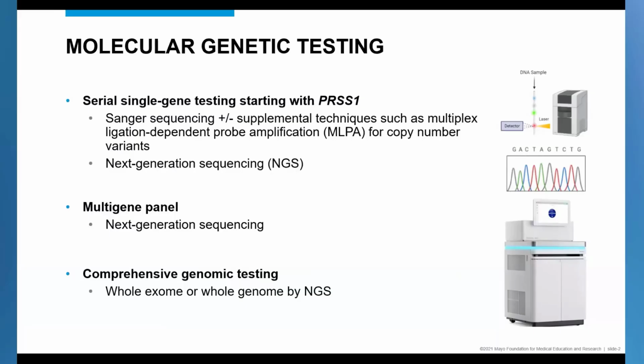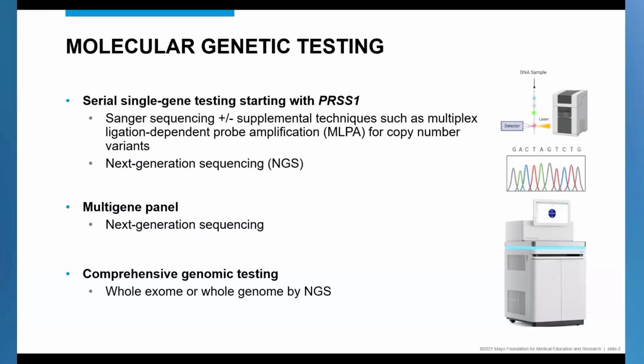And so when it comes to ruling in or ruling out a diagnosis of hereditary pancreatitis, one could start with, for instance, single gene testing and take a tiered approach. You could do serial gene testing, starting with, say, PRSS1. If this is the approach that is taken, it is often done with a technique such as Sanger sequencing, which may or may not be supplemented with another technique to look for different types of variants, or it can be done with next generation sequencing instead, which is what most labs have adopted nowadays.